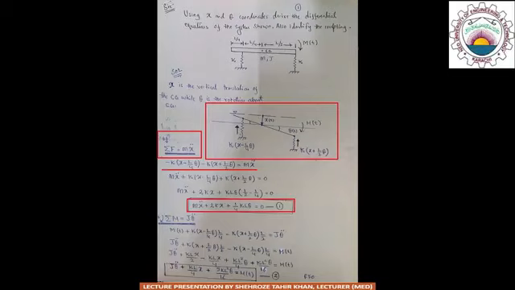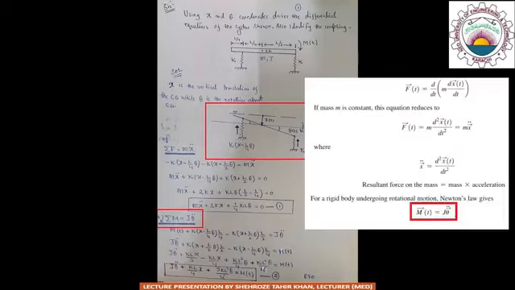So it becomes summation M is equal to J theta double dot. As you might remember, in the video lectures of chapter 2 we discussed how Newton's second law of motion for the moments form can be written as M is equal to J theta double dot. It should also be noted that here we are taking the clockwise moments as positive.